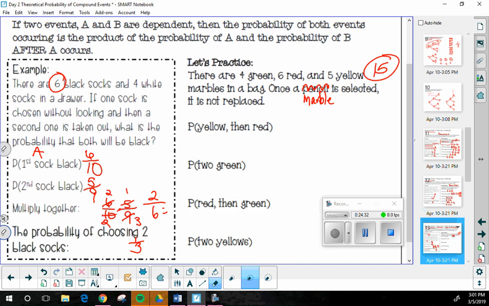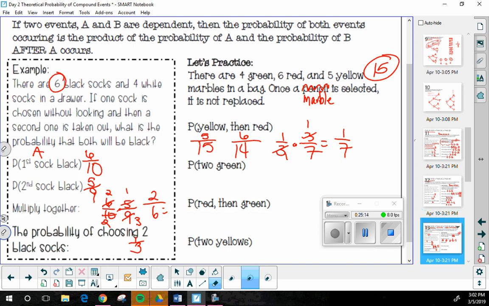Okay, what's the probability that I get a yellow and then a red if I don't put the yellow back? How many yellows do I have? 5 out of how many? Then a red. How many reds do I have? 6. But I took a yellow out, so what's my total now? 14. That's why we don't simplify this time, just so that we can keep our numbers straight. And then you can simplify if you want to. 5 over 15 is 1/3, and then 6 over 14 is 3/7. And then you can even simplify that. What is the answer to this? 1/7.